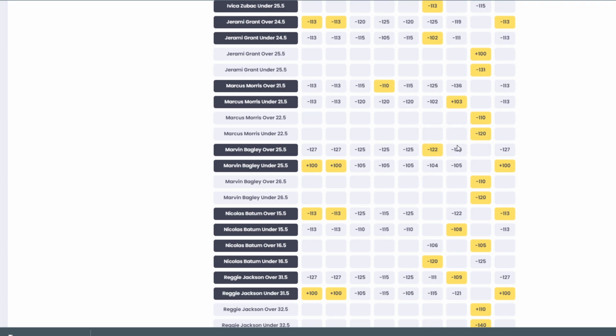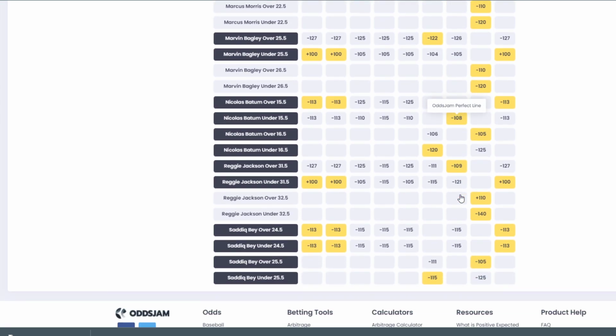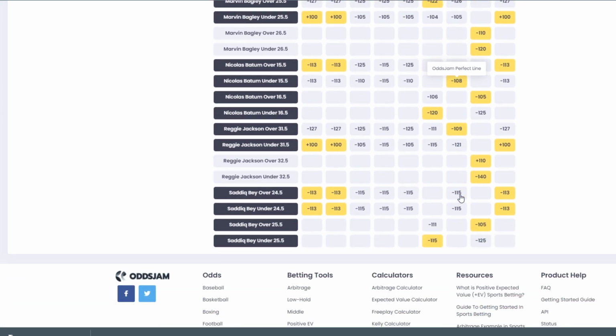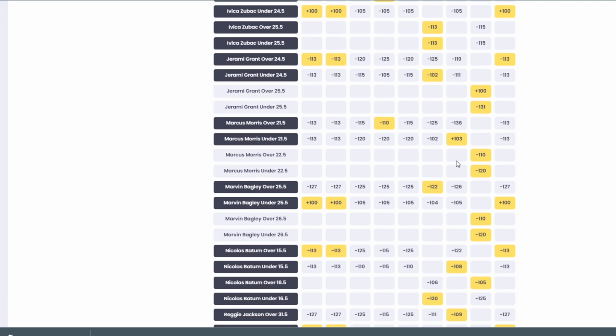But again, yes, the perfect line is telling me that it's not too far off here, but it's a play that I love, and I'm still going to play it when I dig more into it. So it's not always that I'm just looking for the widest margin between the OddsJam perfect line and one of the books. It is definitely part of the process to maybe dig into why that number's so far off. But it's not the only thing that I look at when I'm making these decisions.